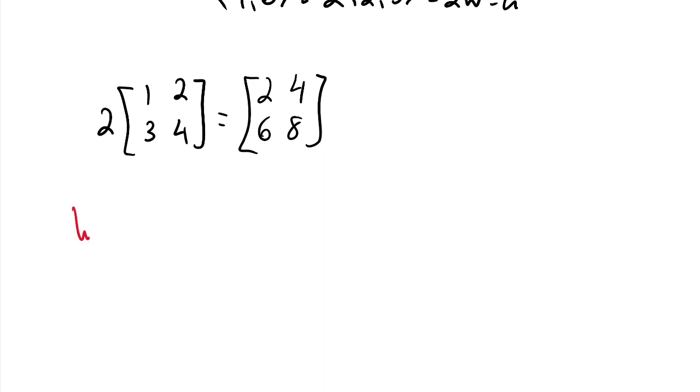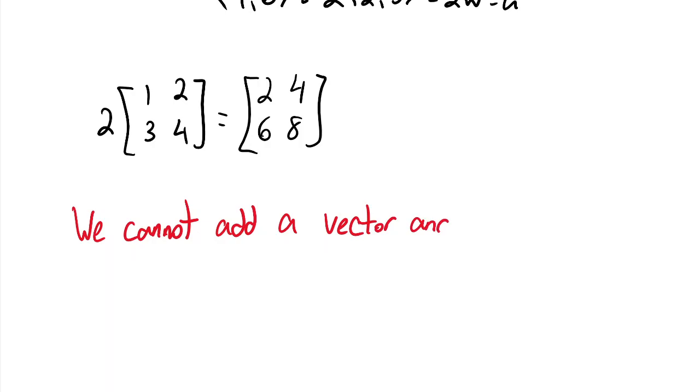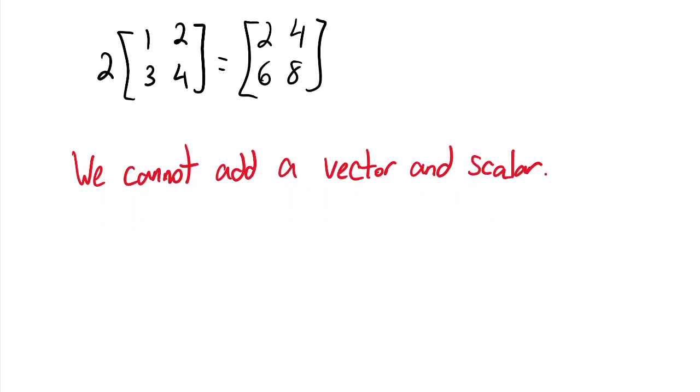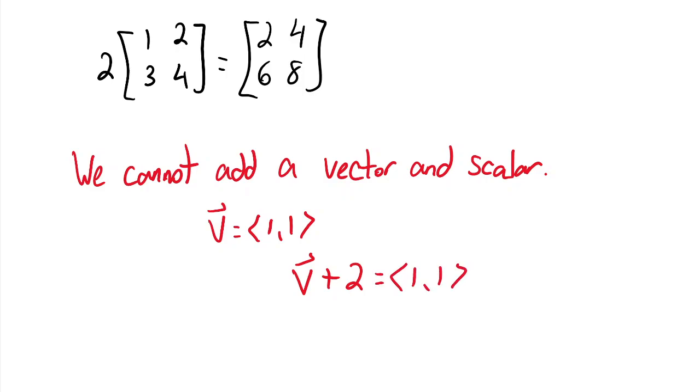One thing we cannot do is add a vector and a scalar. This does not make any sense. If we have some vector v, which say is 1, 1, we cannot do v plus 2, for example. It wouldn't make sense in the same way it wouldn't for matrices. If you want to add matrices together, they need to have the same dimensions. Same idea with vectors: you need the same number of components. This is like saying we're going to take 1, 1 and add 2 to it.